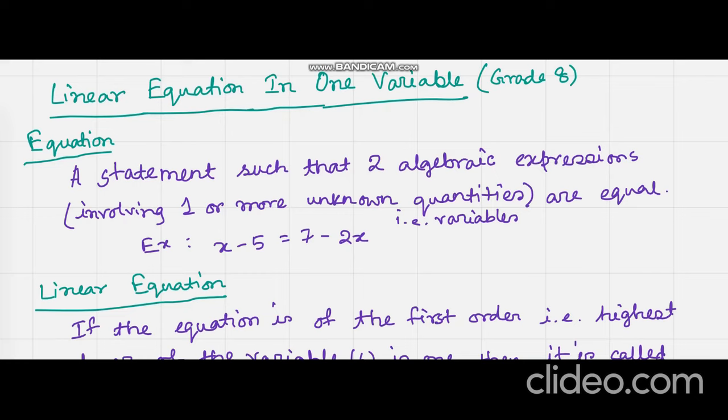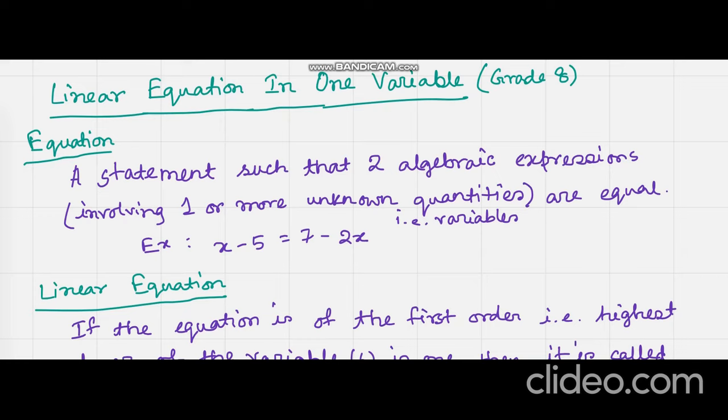If you take a look at this example, x minus 5 equal to 7 minus 2x, here x is the variable whose value we don't know. Each equal symbol has a left hand side and a right hand side. So x minus 5 is your left hand side and 7 minus 2x is your right hand side. So this is the equation.